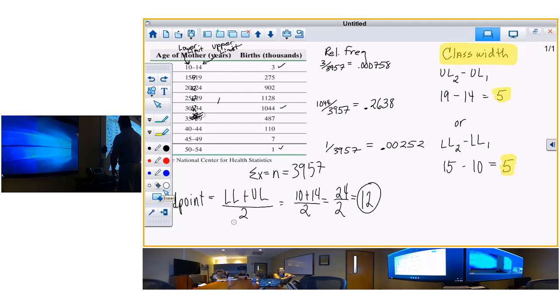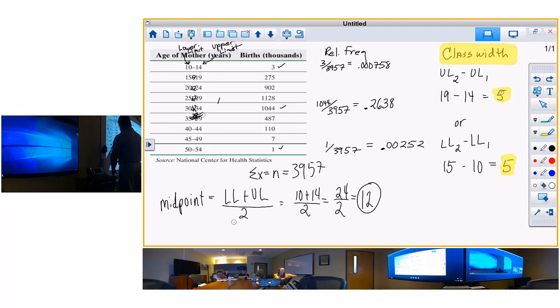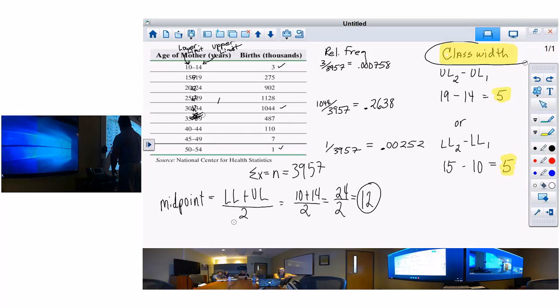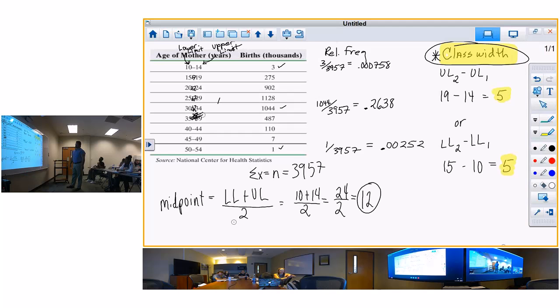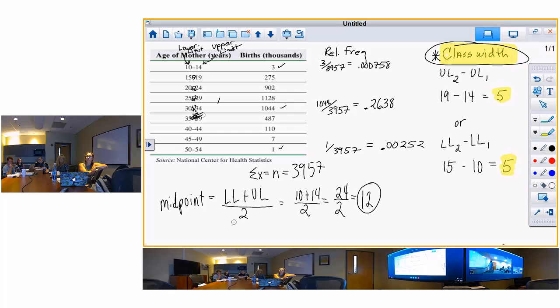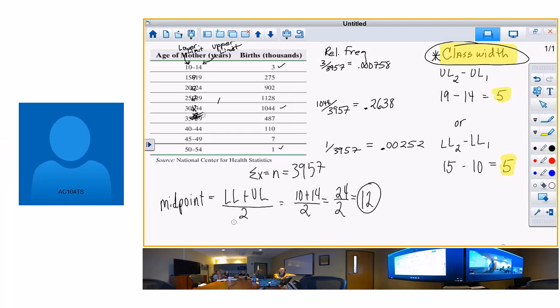That's why the class width is so important. The first thing you should find when you have a frequency distribution and you have to find all these numbers is the class width. Unless you just want to, you know, whips and chains, then you calculate all of it. I mean, you got 1, 2, 3, 4, 5, 6, 7, 8, 9, 10. That's 10 calculations versus 1 calculation. So if you prefer doing all those calculations, knock yourself out.